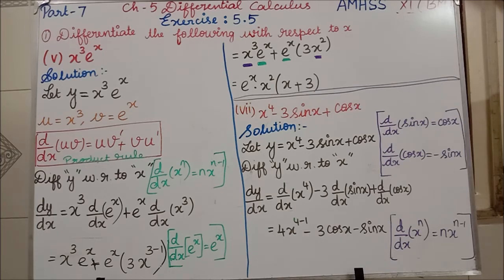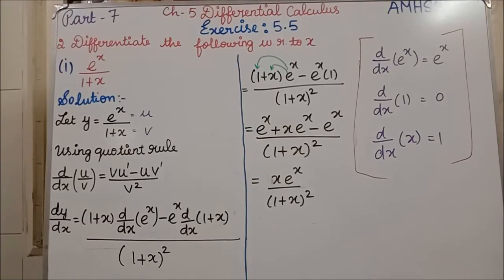Next we will do the second problem in exercise 5.5. Students, now second subdivision we are going to see. This is the first question: e power x divided by 1 plus x. The second subdivision fully we are going to apply the quotient rule. Why? Because all those things will be in a divided form. So we are going to apply the u by v differentiation. I have told you the quotient rule formula, a very important formula, so that u by v method we are going to differentiate.